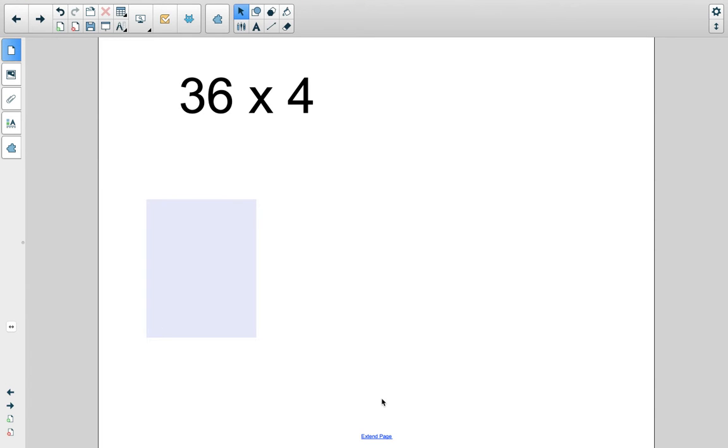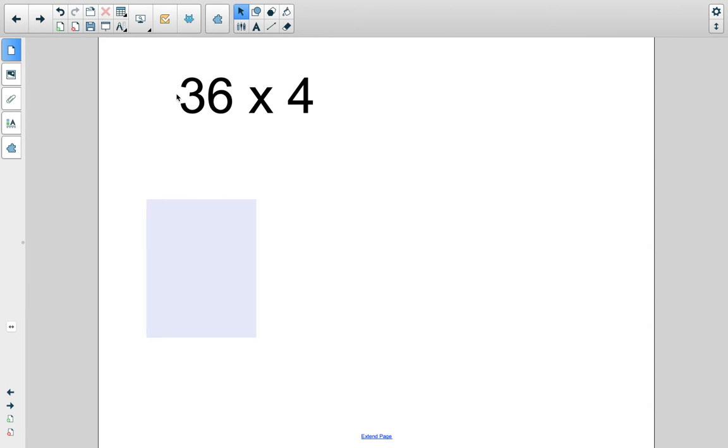Let's take a look at this multiplication problem. Now, this is obviously not in the times tables. 36 times 4 is not in the times tables. You could do a halving and doubling strategy to try and figure this out, but we're going to use the multiplication algorithm to solve this problem.